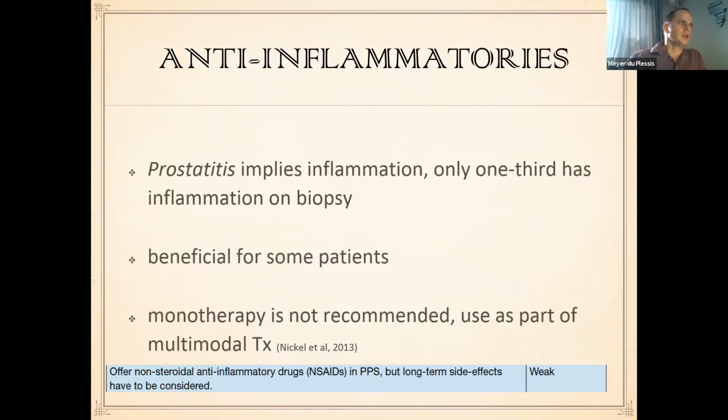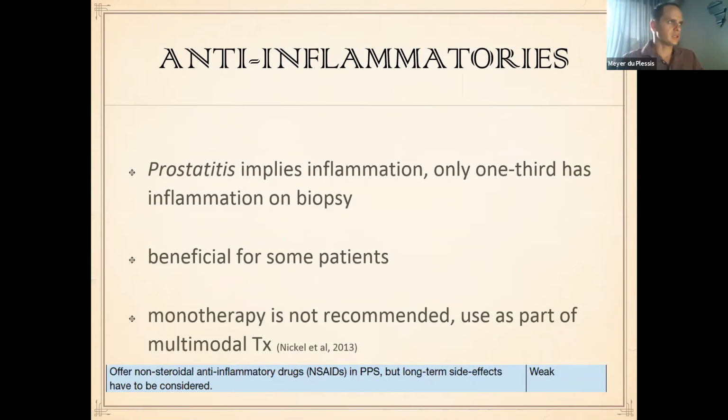Anti-inflammatories, as the term prostatitis implies inflammation, but there are different statistics on this. Only 1/3 has inflammation. On biopsy, as Dr. Vertella said, some postmortem specimens showed up to 70% of people do have inflammation. But it seems that the degree of inflammation is not in keeping with the degree of symptoms. So it doesn't seem to be an isolated cause.